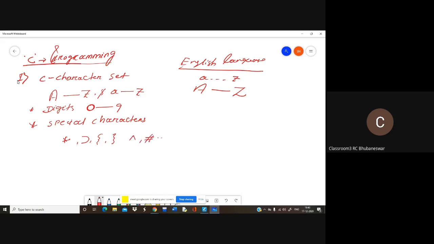Hash symbol, and many more. You can refer to any book or the internet. Many more symbols like at the rate, underscore, hyphen, semicolon, colon. The ampersand symbol is very important and will be used in your programming. So this is all about the C character set. Similarly, without wasting time, let me tell you more about the basics of C programming.